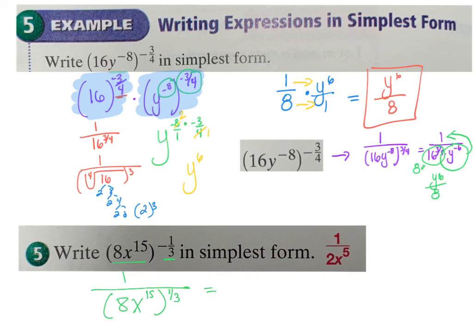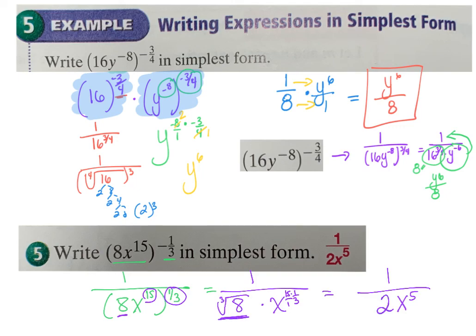which would be 1 over, and I'm going to do them individually, 8 to the 1/3. Well, I write that cube root of 8, right? Times, I have the x to the 15th to the 1/3 for this one. So I'm going to multiply x to the 15 times 1/3. What is 15 times 1/3? 5. So the x becomes x to the 5th. The cube root of 8 is just 2.